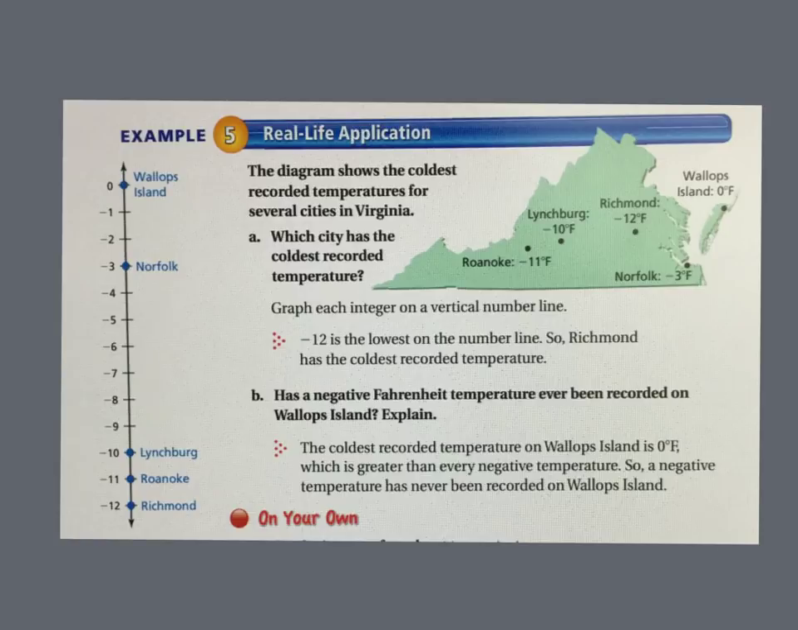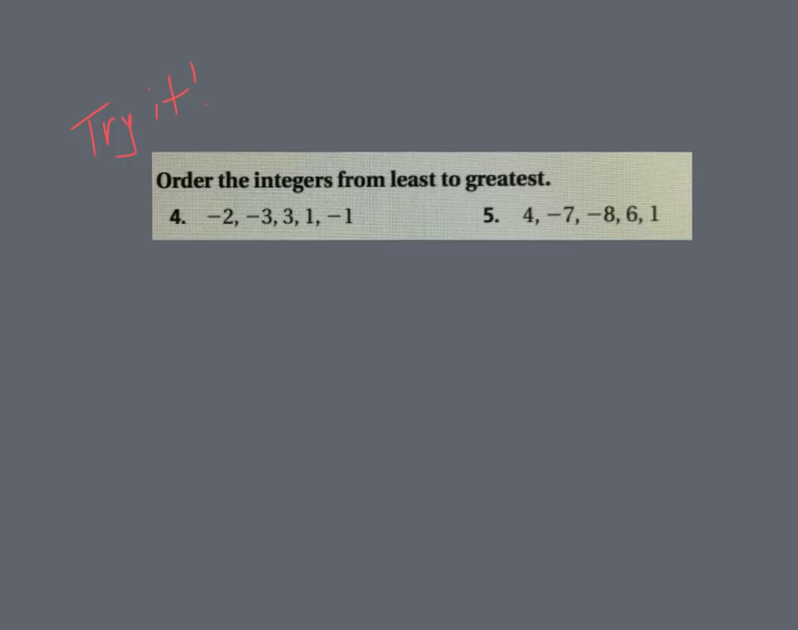All right, the next part is a try it. The try it is from page 257 in the book. Well, it's on your own. Order the integers from least to greatest. So what you'll need to do is either do a vertical or a horizontal number line to show your work. I'll do one of each for the answers, but they should still be the same.